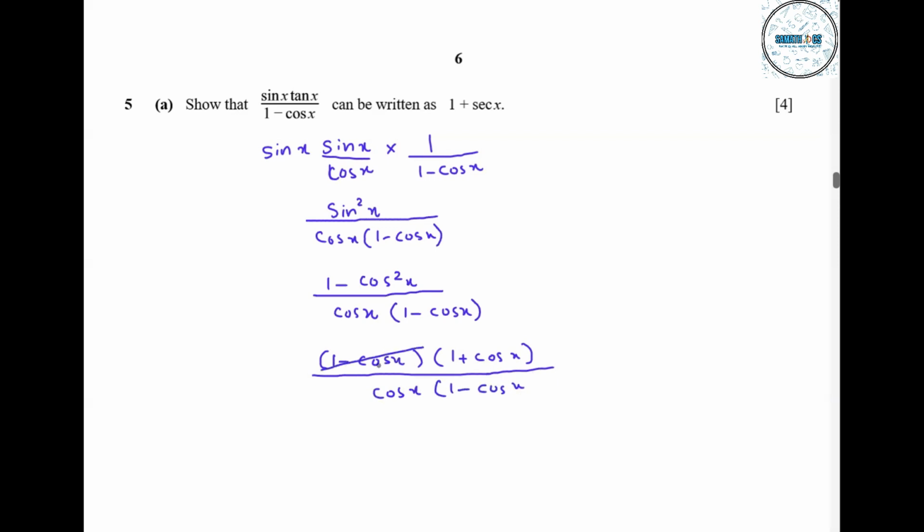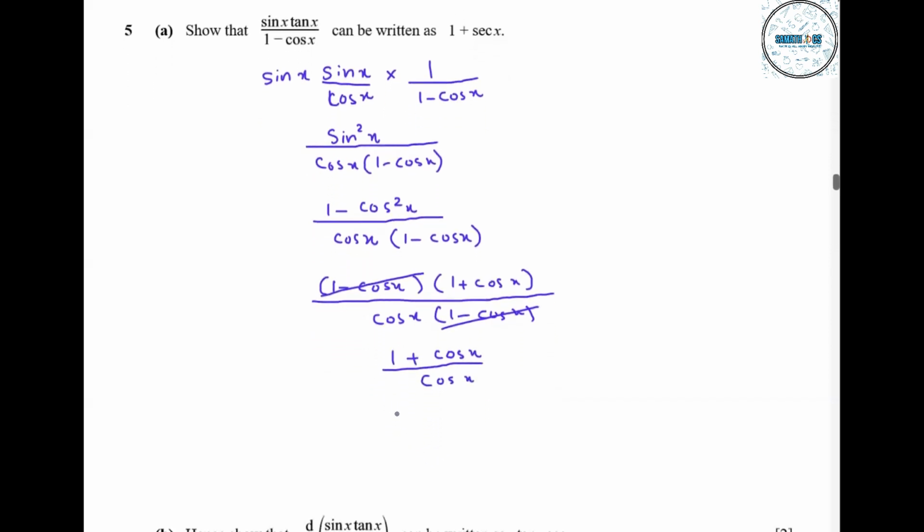So 1 minus cos x and 1 minus cos x can be cancelled out. So we will be left with 1 plus cos x upon cos x, which is 1 upon cos x plus cos x upon cos x. So this will become sec x and this will become 1. So we have proved that this can be written as 1 plus sec x.